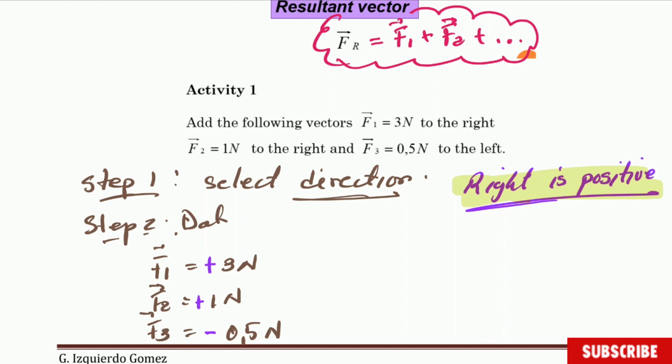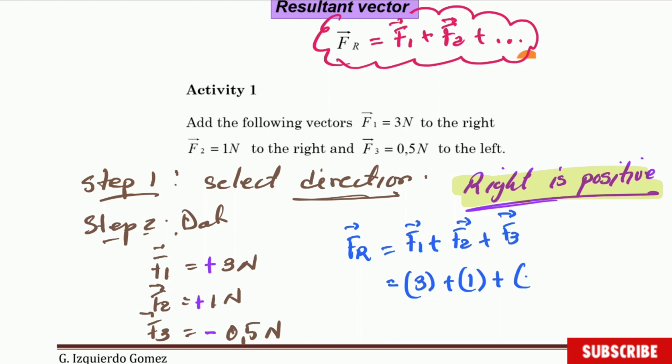And step 3, guys, is just adding the vectors here. So we're looking for net or resultant. Let's write FR as we did previously there. It's equal to F1 plus F2 plus F3. You write everything by adding with the symbol. And now we substitute the either positive or negative. So it's 3 plus 1 plus minus 0.5. It's quite simple, guys. So this one is just adding. So you get that the resultant force is equal to 3.5 Newton.